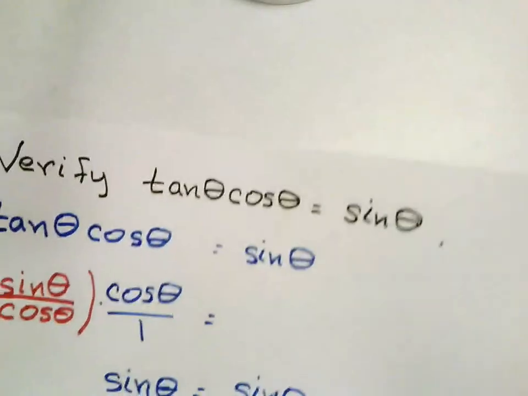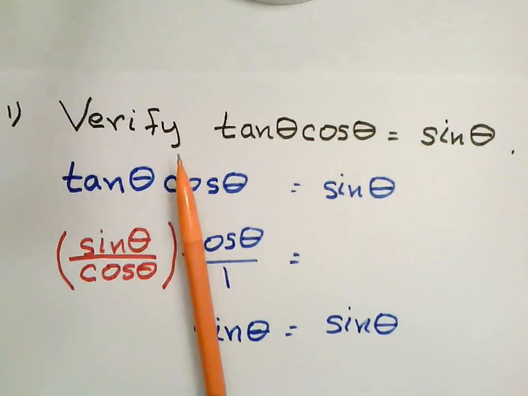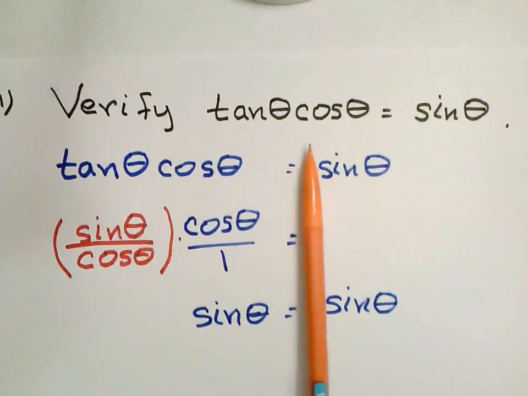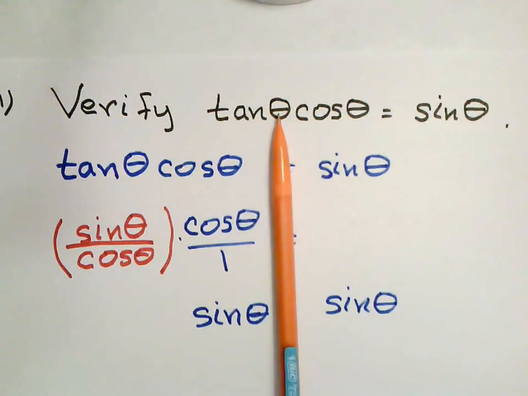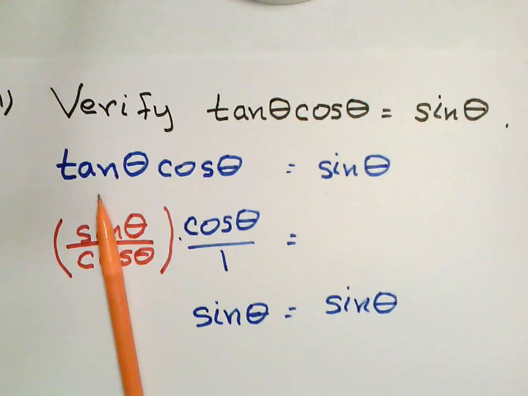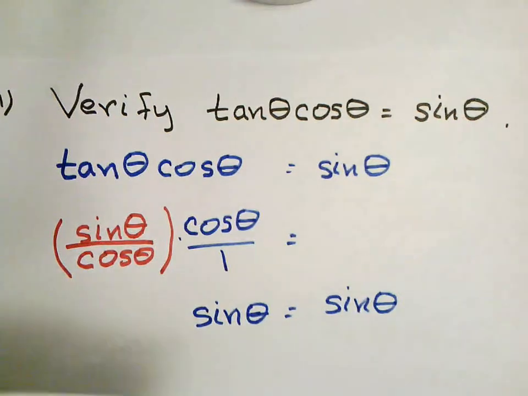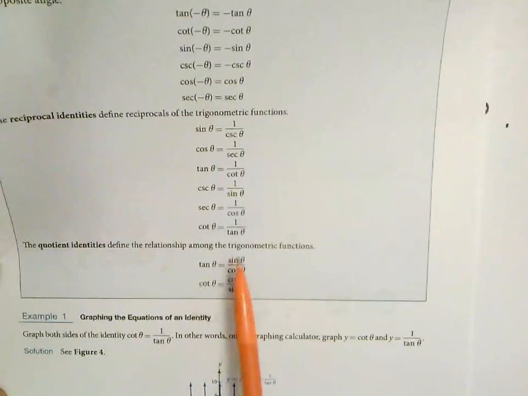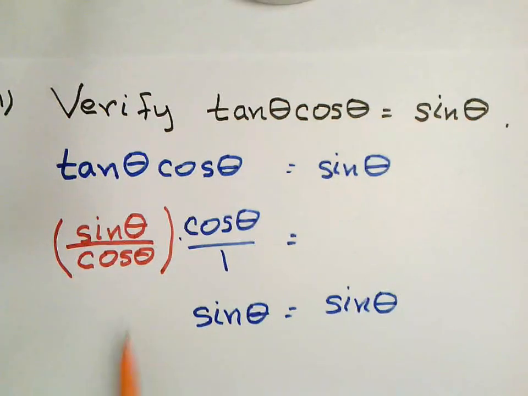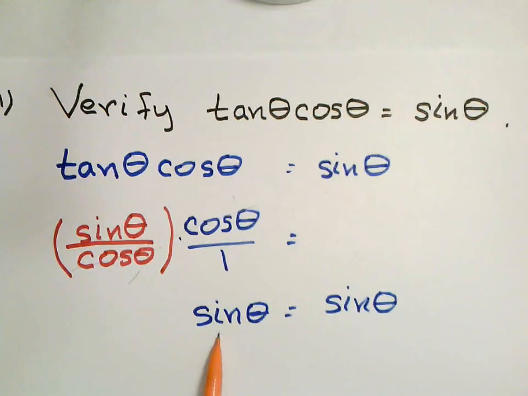So the very first thing we're going to do is verify this identity. Tan of theta times cosine of theta is equal to sine of theta. Well, the left side looks more complicated than the right, so we're going to work with the left-hand side. We substitute for tan of theta, sine of theta over cosine of theta. That is one of our quotient identities. Tan of theta is sine of theta over cosine of theta. So I substitute that, and notice that the cosine of theta and the cosine of theta cancel out. So we're left with sine of theta equals sine of theta.